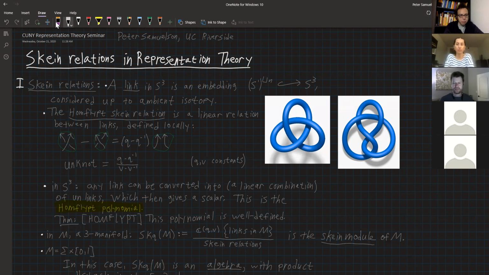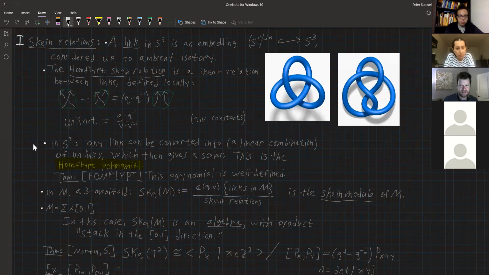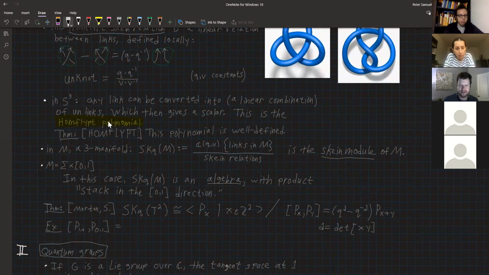Okay. So, right, it's not at all obvious that this is well defined. It's actually not so easy to prove directly. Okay, so this is the first way that these relations came up in this way that I'm describing. And I wanted to say one more thing about these Skein relations.